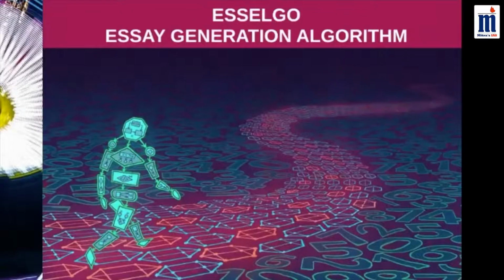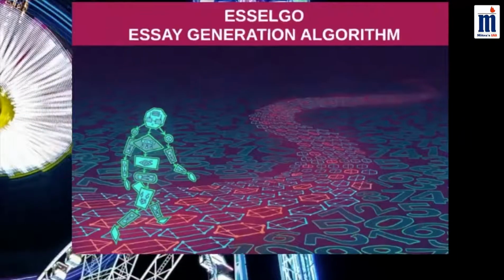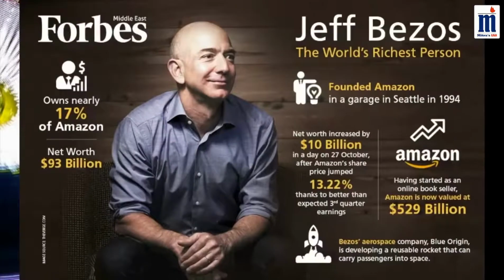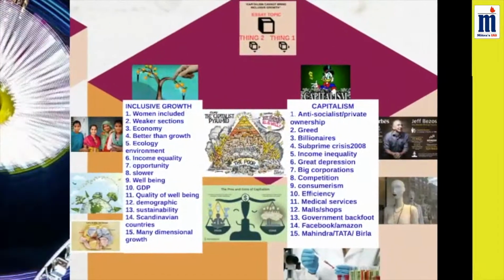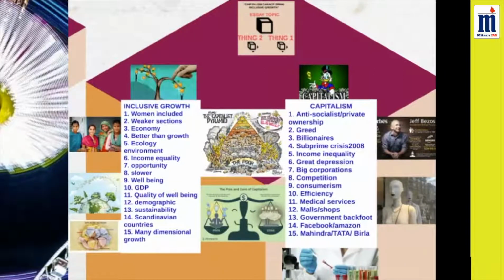We'll talk about the essay generation algorithm, which will be introduced to you as a very powerful method which you can use to produce answers and essays on any essay topic. We'll meet Jeff Bezos along the way, and we'll see why capitalism is or isn't good for inclusive growth. We'll understand these topics and many, many more in detail.